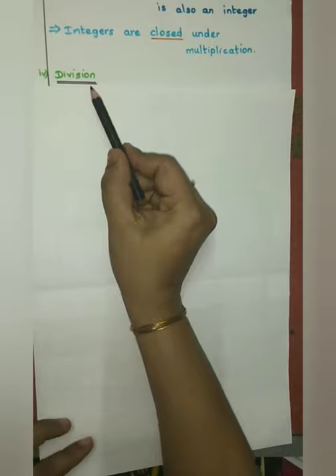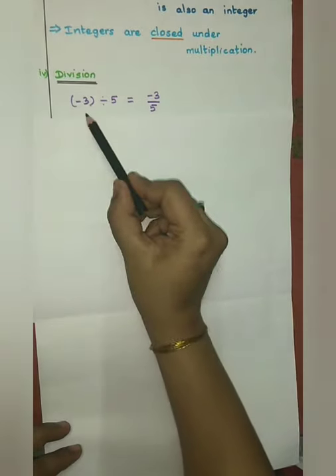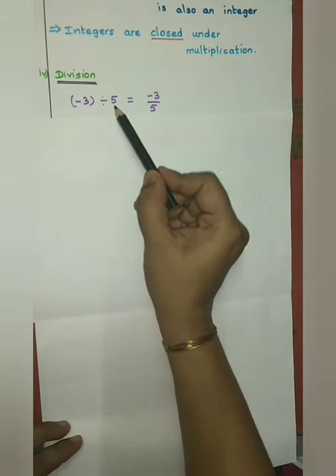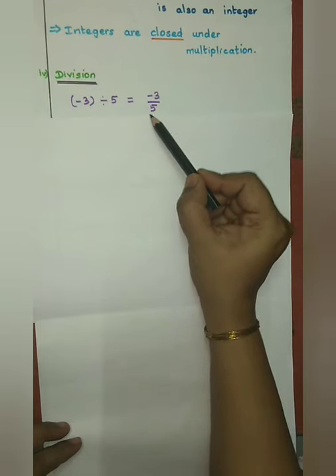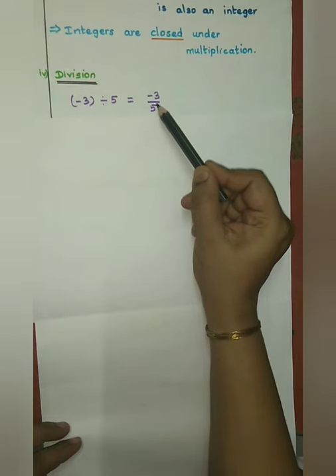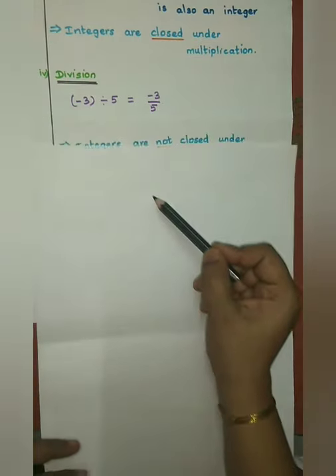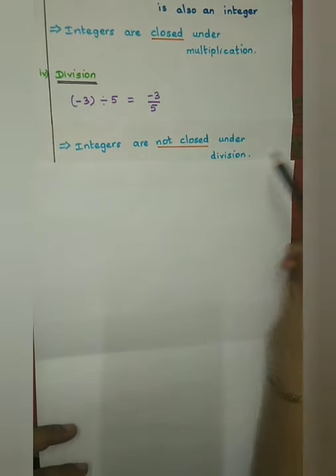Fourth one, division. Take any two integers. Here I have taken minus 3 and 5. Divide minus 3 by 5. Find the value. What do we get? Minus 3 by 5. What about this number? Is this an integer? No, minus 3 by 5 is not an integer. So, integers are not closed under division.